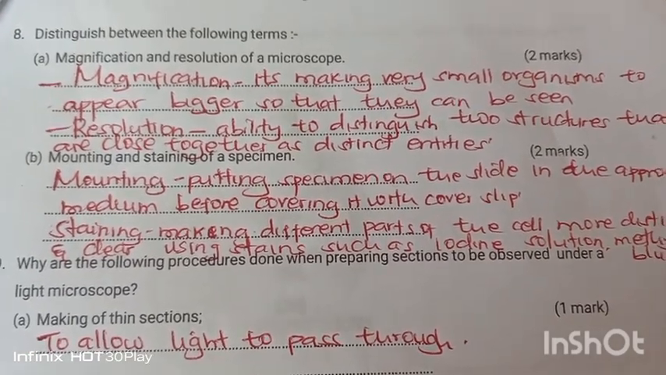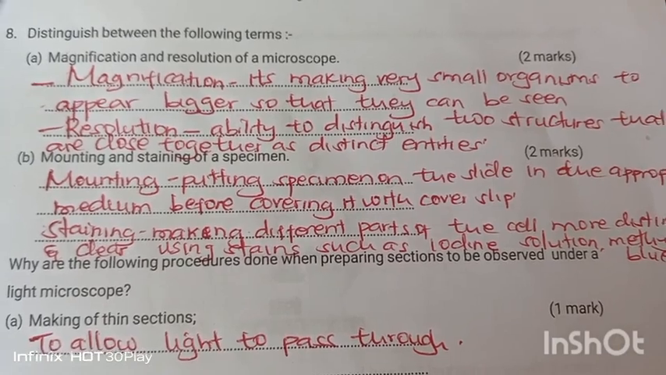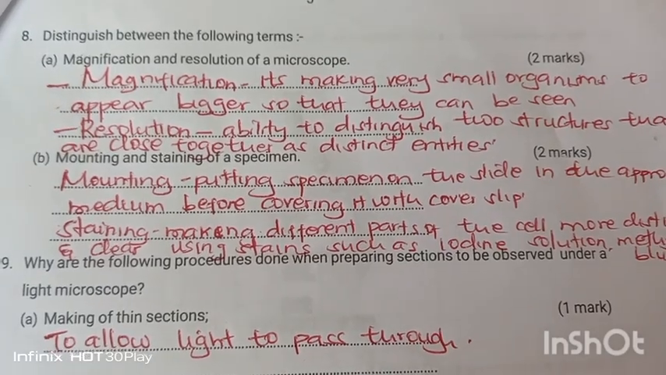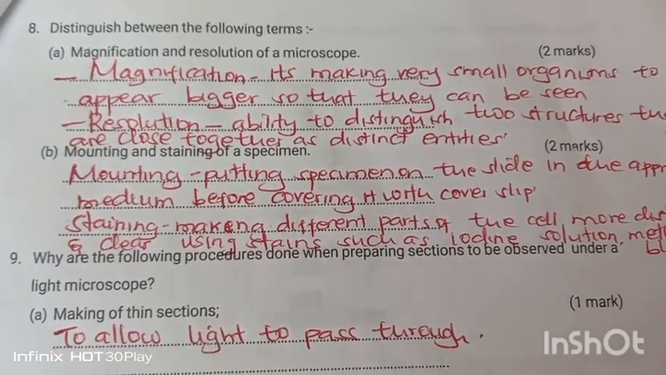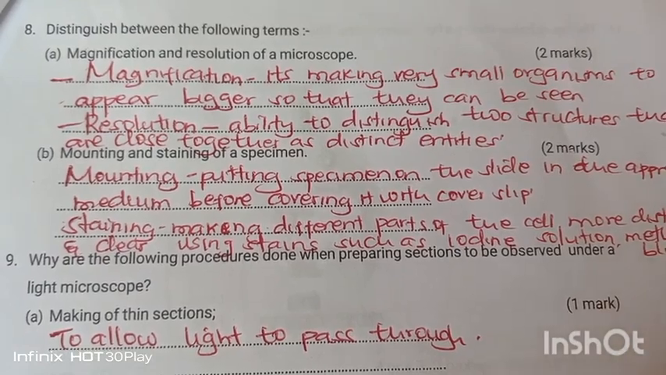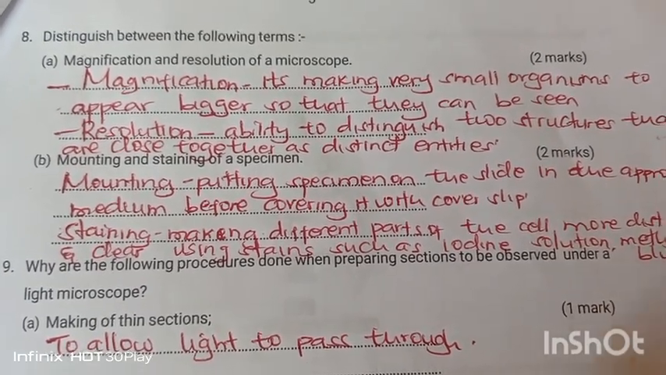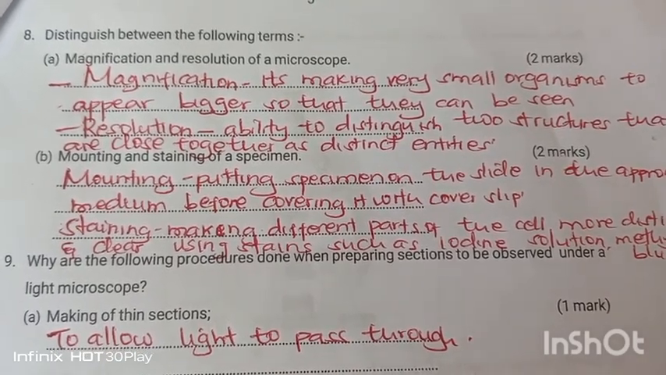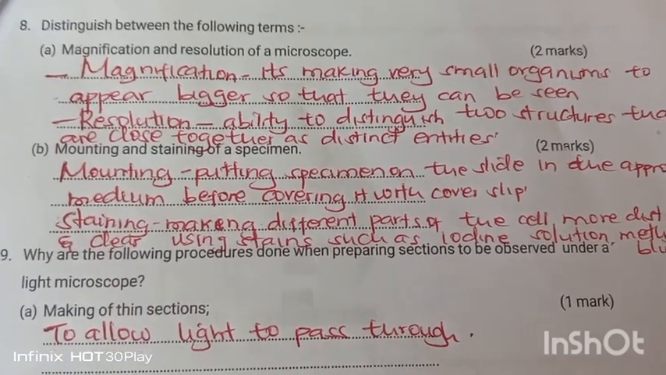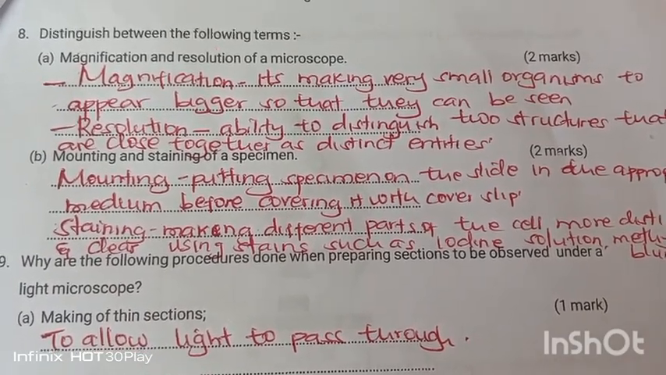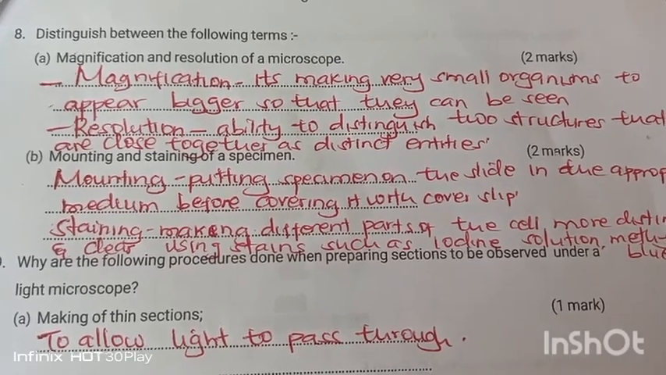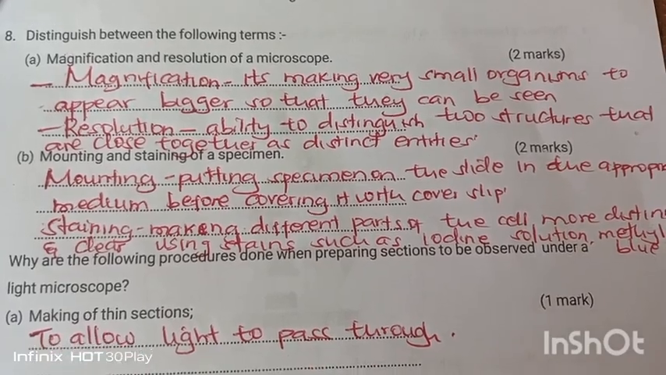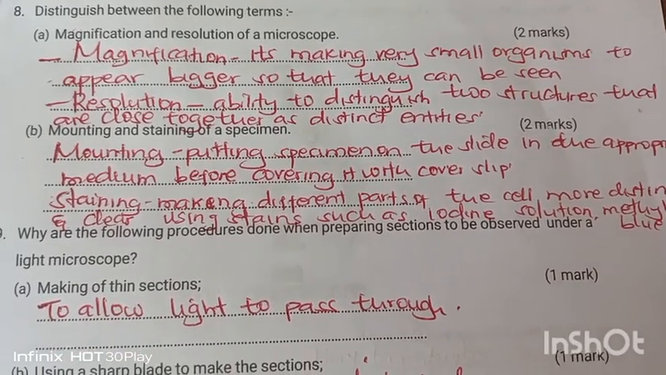Resolution is the ability to distinguish between two structures that are close together as distinct entities. That means two points that appear so close together, the microscope is able to separate them so that they appear separate. That is resolution. So a microscope has those two functions: magnification, that is enlarging, and resolution, that is making two close points appear separate.